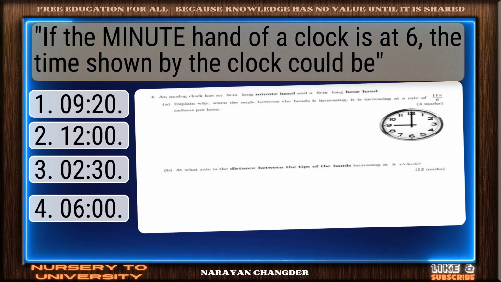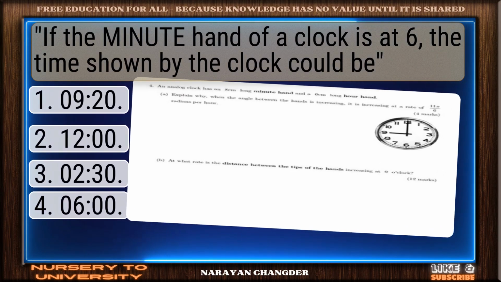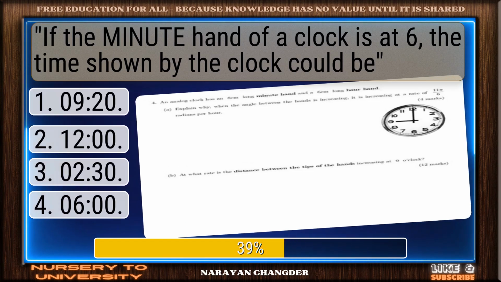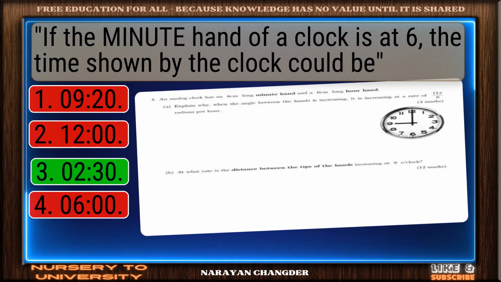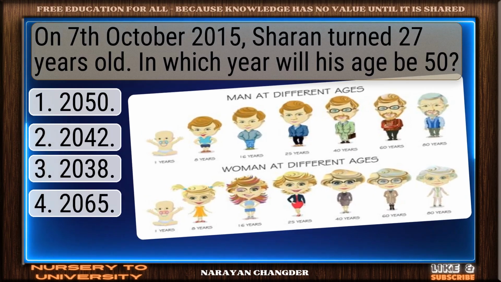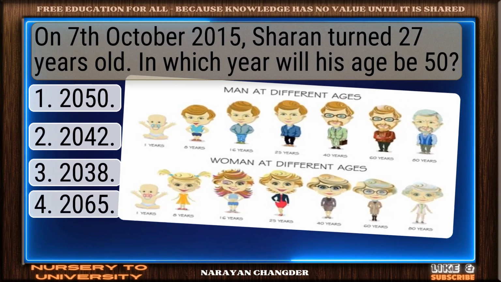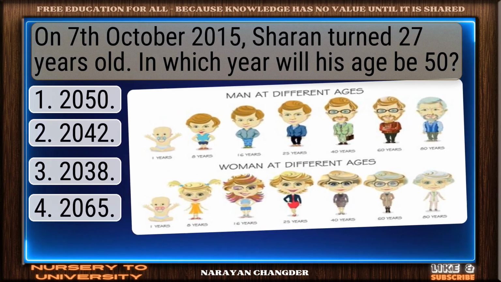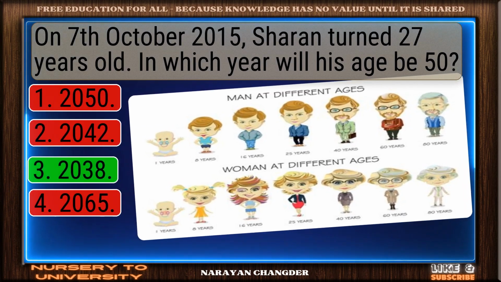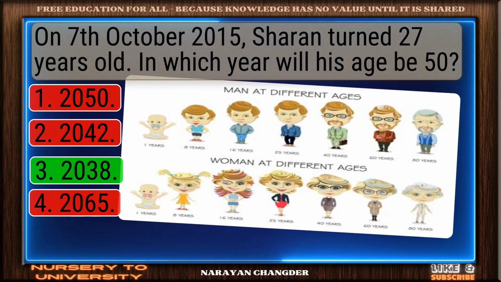If the minute hand of a clock is at 6, the time shown by the clock could be... Correct. 02:30 is the right answer. On 7th October 2015, Sharon turned 27 years old. In which year will his age be 50? Good thinking. 2038 is the right answer.